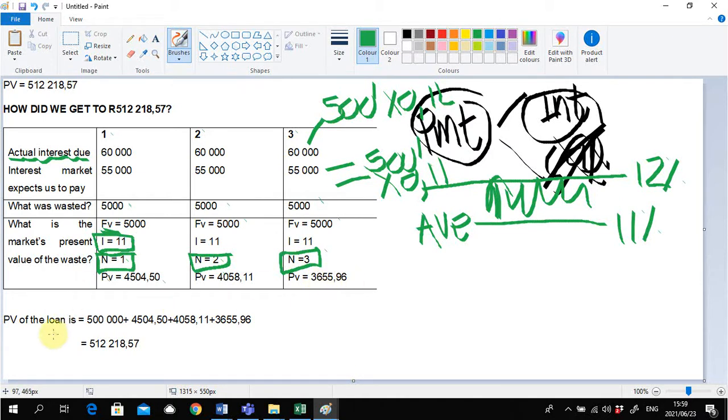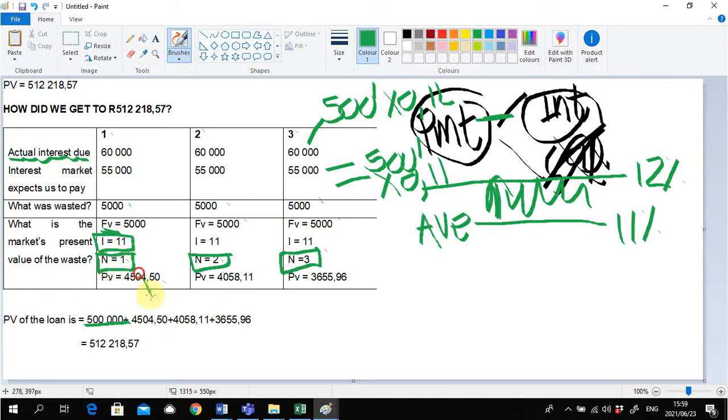3,655.96. If we now calculate the present value of the loan, it's going to be the 500,000, which is the amount that I have to pay because my payment does not include capital. Then it's going to be the present value of every 5,000 that I've wasted over the 3 years, because I pay too much interest, or I pay more interest than the market expects me to.